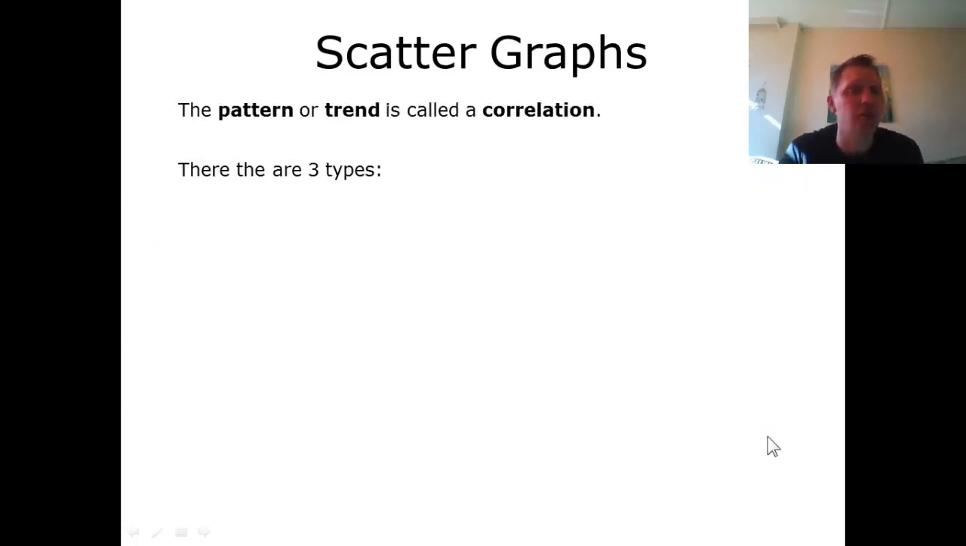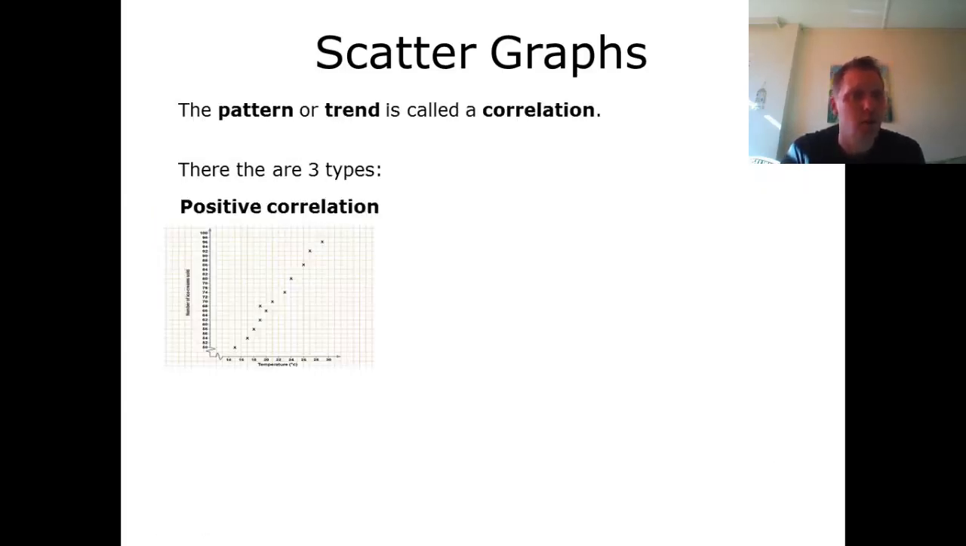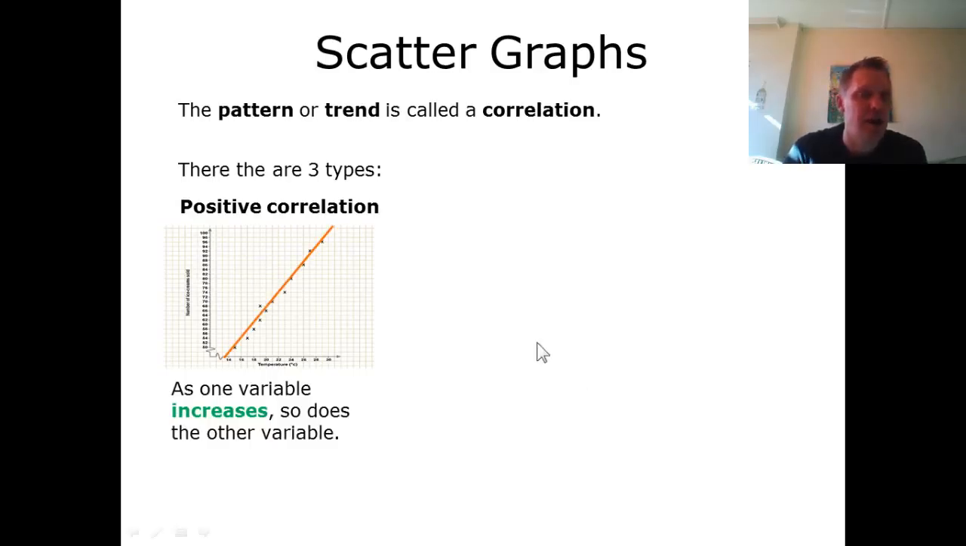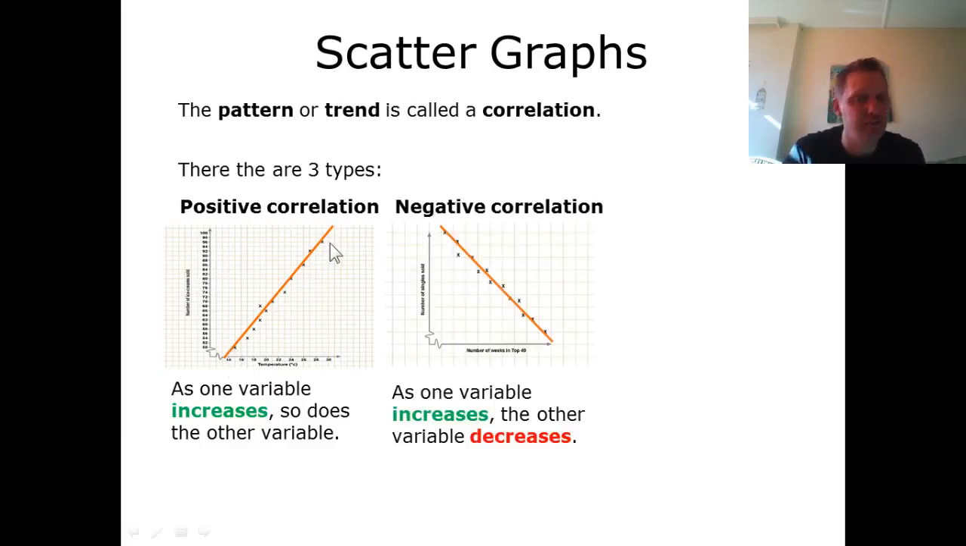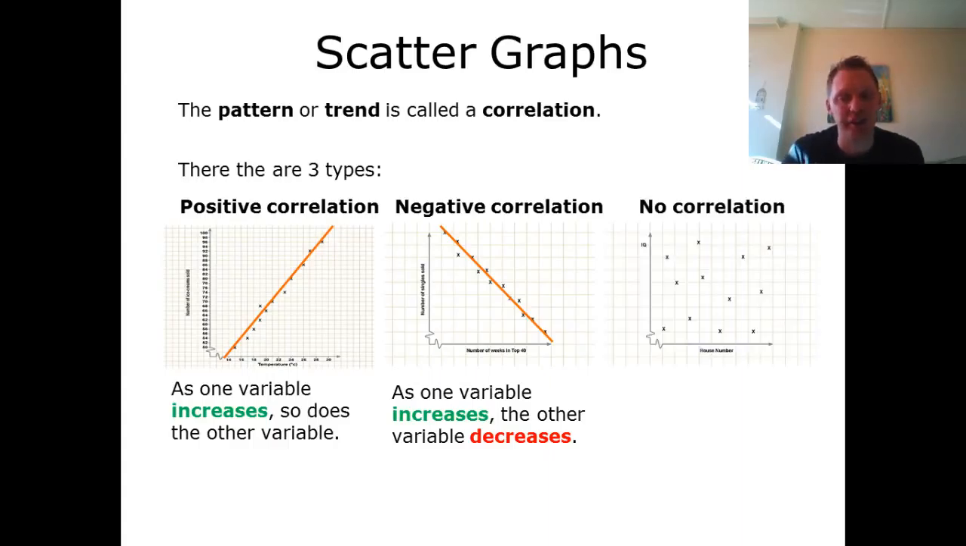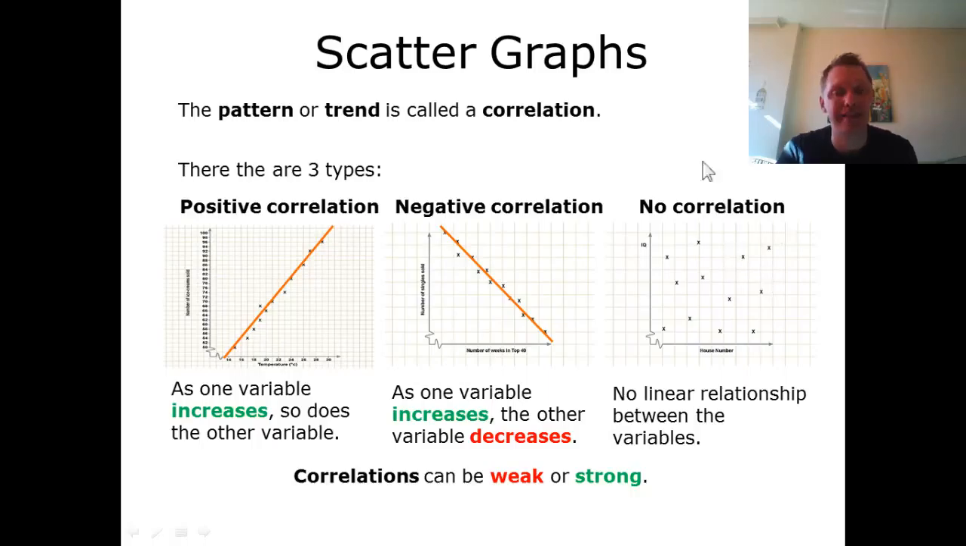So there are three different types of correlation. First, positive correlation: as one increases, so does the other, going from the bottom left to the top right. Negative correlation: as one increases, the other decreases. And no correlation at all, in which case there's no visible pattern to the points that have been plotted. Correlations can also be weak or strong, depending on the type of problem which you've got.